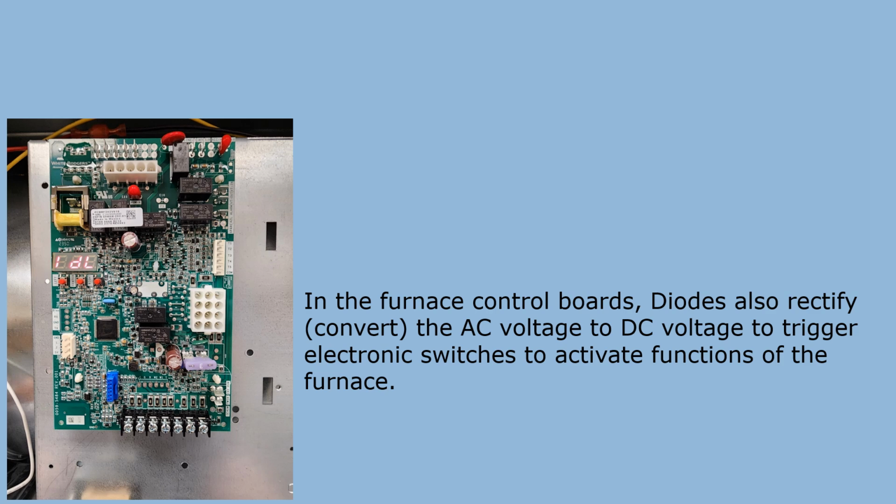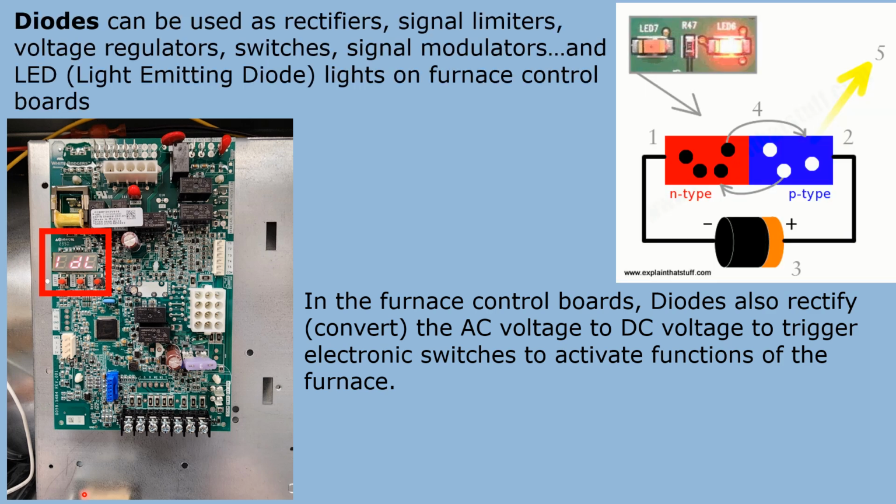In the furnace control board, diodes also convert the AC voltage to DC voltage to trigger electronic switches to activate functions of the furnace. They also can be rectifiers, signal limiters, voltage regulators, switches, signal modulators, and LED lights, light emitting diodes, on the furnace control board.